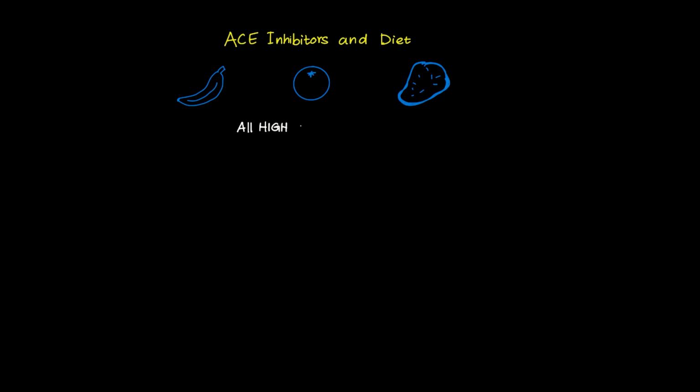The patient loves bananas, oranges, and potatoes. All three are loaded with potassium, and this patient is on captopril, an ACE inhibitor that already causes the body to retain potassium. So you have a drug holding on to potassium plus a diet pumping in more potassium. That combination drives potassium levels dangerously high, a condition called hyperkalemia. Severe hyperkalemia can cause life-threatening cardiac arrhythmias.